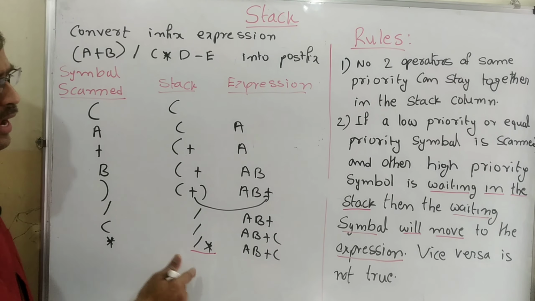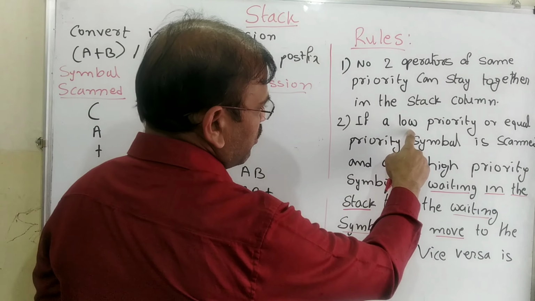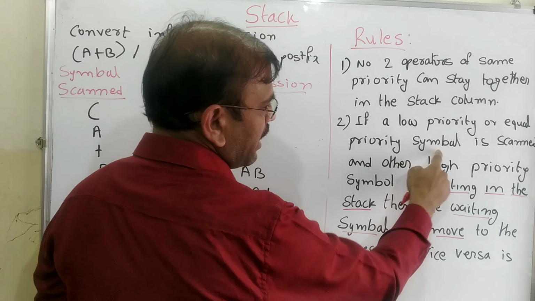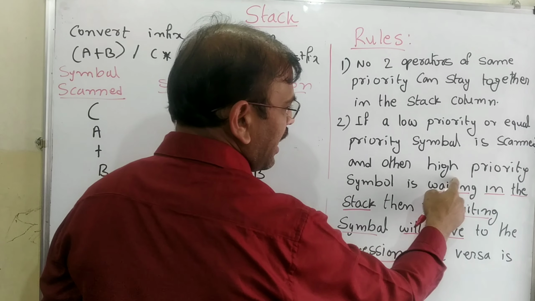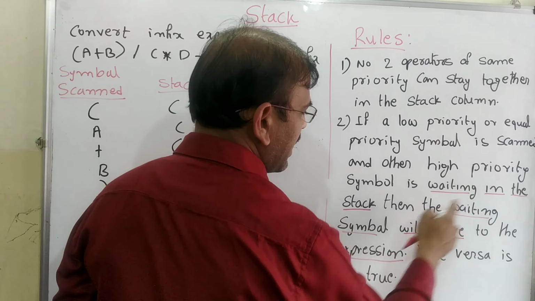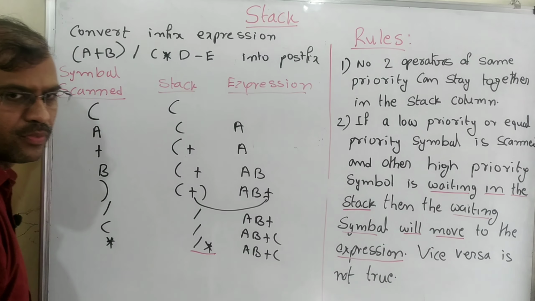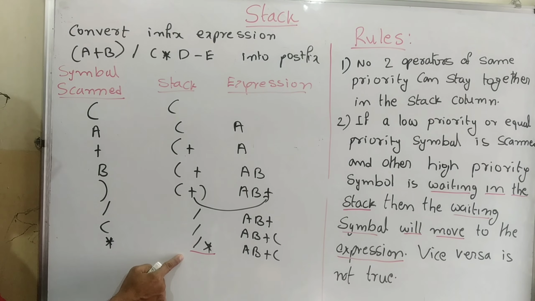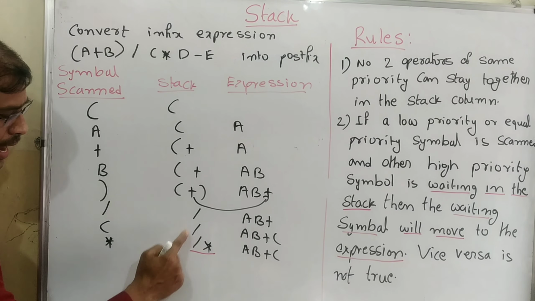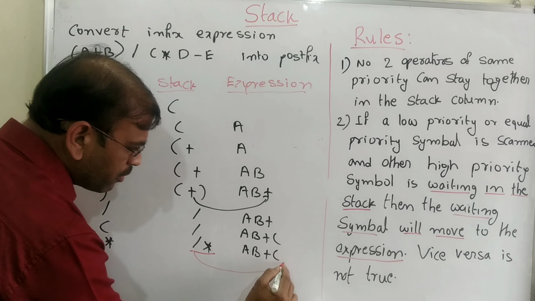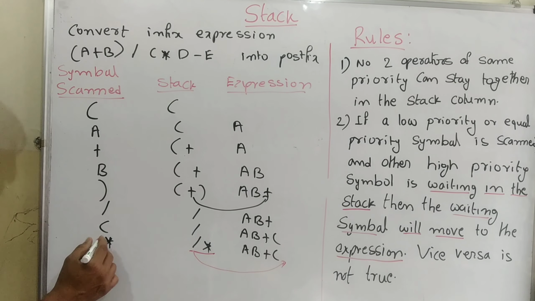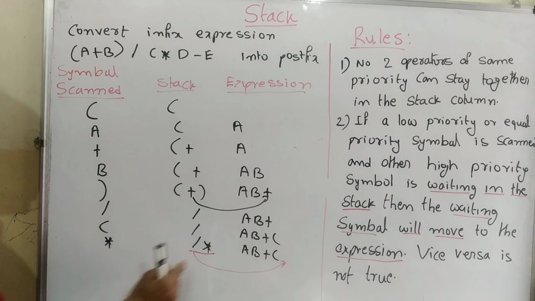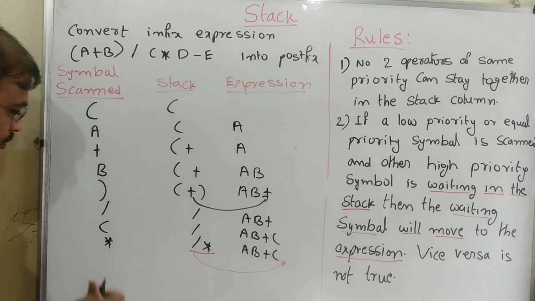When they have equal priority, what does the rule say? If a low priority or equal priority symbol is scanned, and another high priority symbol is waiting in the stack, then the waiting symbol will be moved. So here the slash was already waiting in the stack. So this symbol is going to move to the expression, because these two symbols have equal priority, and it moves to the next level.